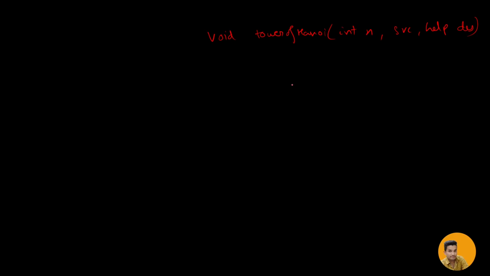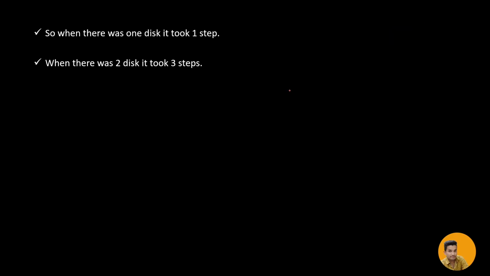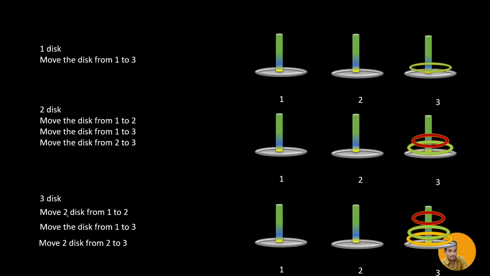And I will say that when there were 3 disks, we were moving n minus 1 disks from the source, and this helping tower was acting as a destination. Right? We were here, remember? So this movement of 2 disks was done by this source, and this helping tower was acting as the destination. Just keep this in your mind that the helping tower is acting as a destination.